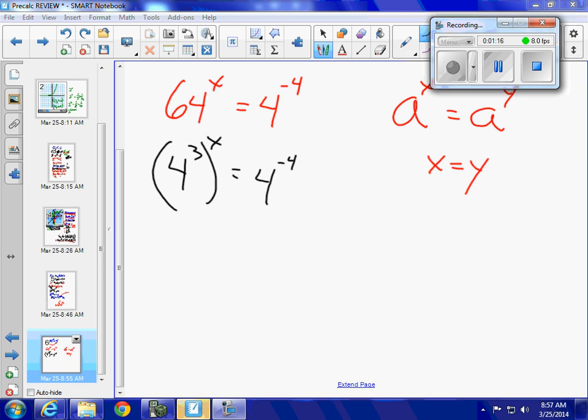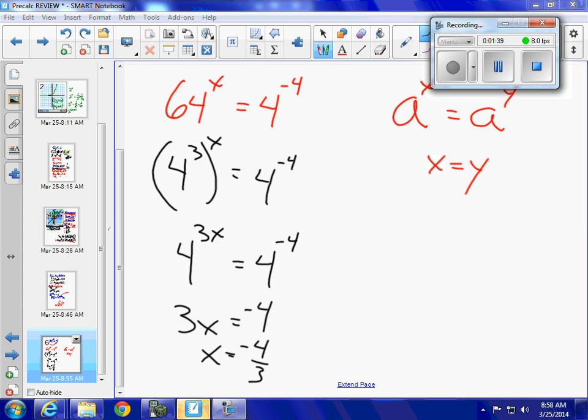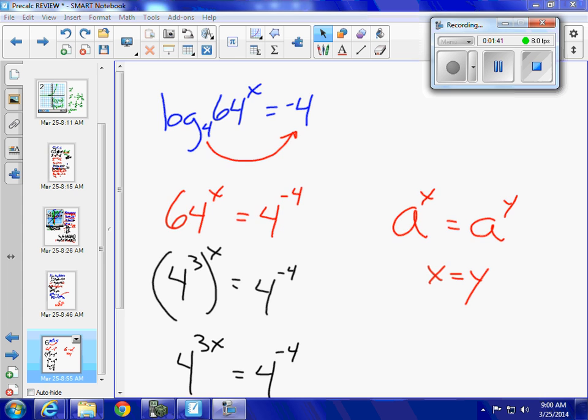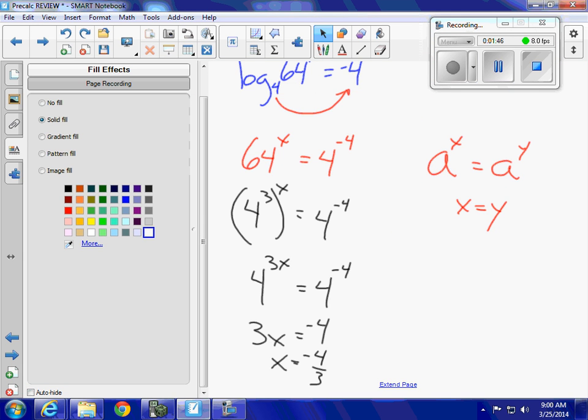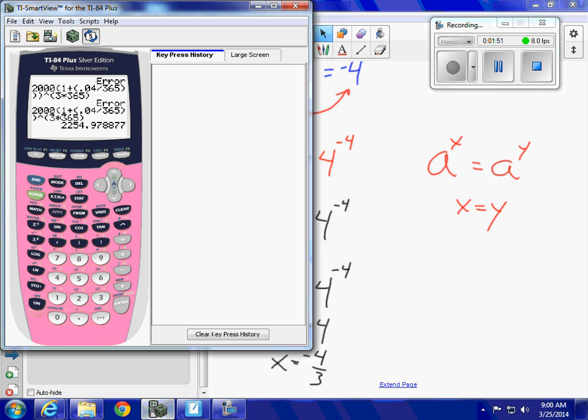So I have 4^(3x) is equal to 4^(-4). So now I know that 3x is equal to negative 4, or x is equal to negative 4/3. Now, I know my algebra is pretty good on this problem, but I'm going to show you a way to check it using your calculator.